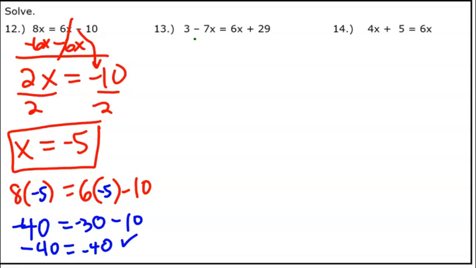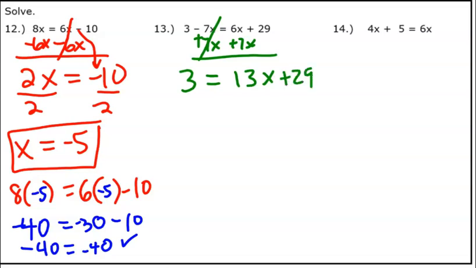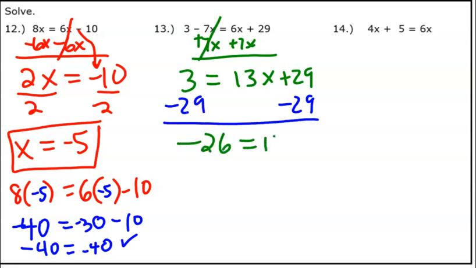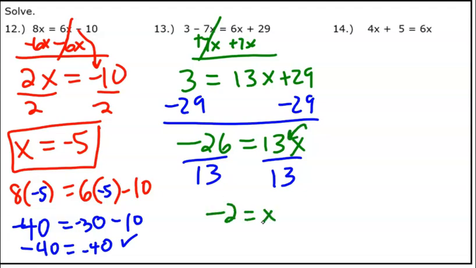For number 13, I'm going to add 7x to both sides because I want to keep my x positive. And so even though it's on the right-hand side, I like that it's positive. Now I'm going to subtract 29 from both sides, giving me a -26 equals 13x. When I go to divide, I divide by the coefficient, not the number on the left, but the coefficient. So that leaves me with x equals -2.